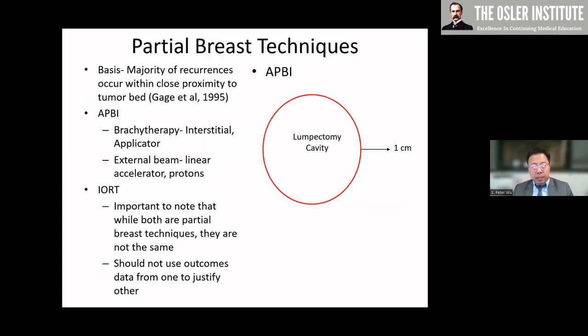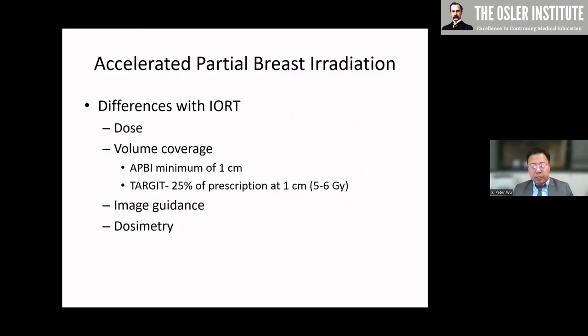Partial breast techniques, again, are based on the scientific insight that most recurrences occur within a close proximity to the tumor bed, approximately 1 centimeter about the lumpectomy cavity. Thus, these various modalities were suggested. Accelerated partial breast radiation can be done with IORT.